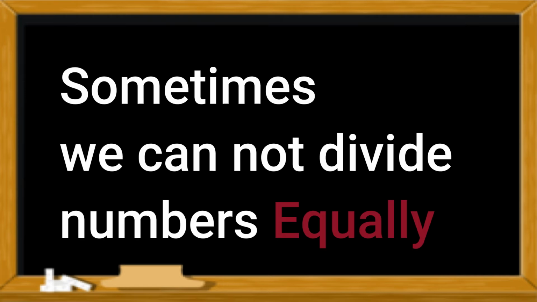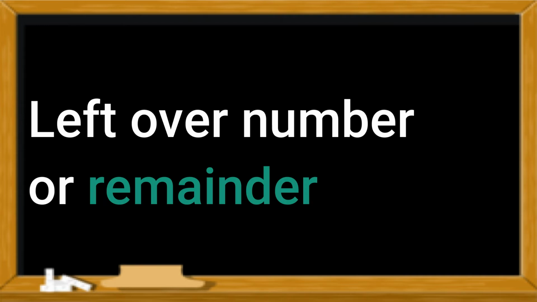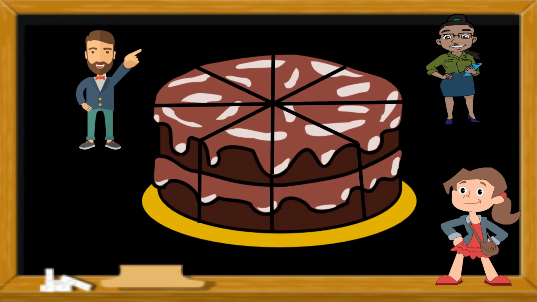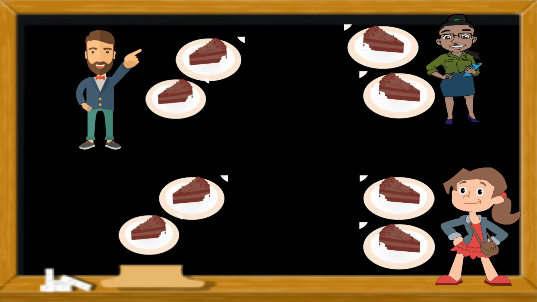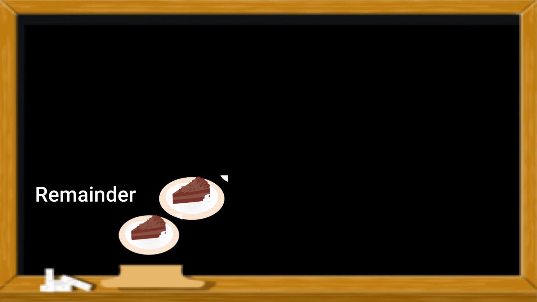Class, sometimes you cannot divide numbers equally. In that case, there will be something left, or matitira. This leftover number is called the remainder. If you try to divide the 8 slices between 3 people, each person would get 2 slices and 2 would be left over. These 2 slices are the remainder.